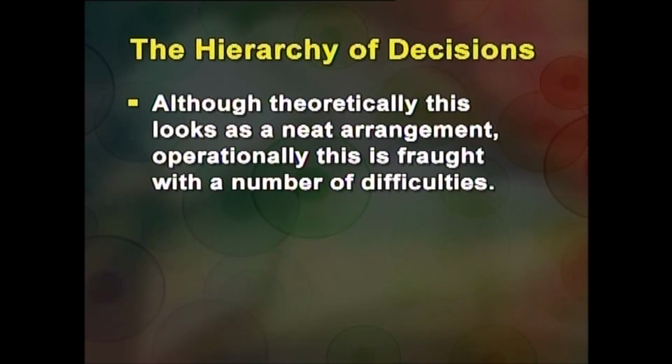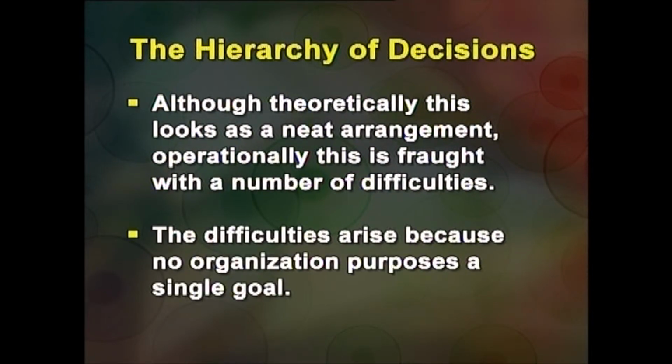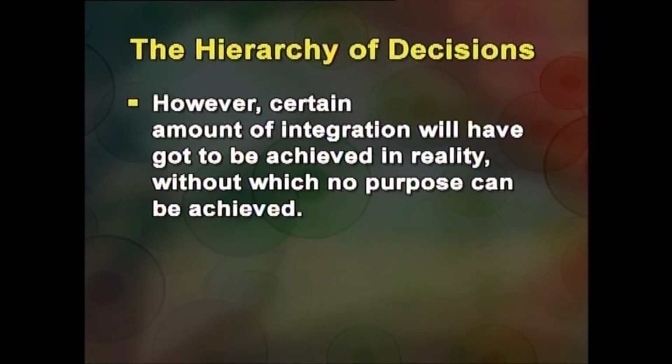So rationality is not one, rationality is not fixed, rationality is going to depend upon the choice. The hierarchy of decisions, whatever we take, is going to be implied by the behavior. The behavior is going to be dominated by the circumstances and the situation. Although theoretically it looks like a neat arrangement, at the operational level it is fraught with a number of difficulties. The difficulties arise because no organization pursues a single goal. However, a certain amount of integration has to be achieved in reality, without which no purpose can be achieved.